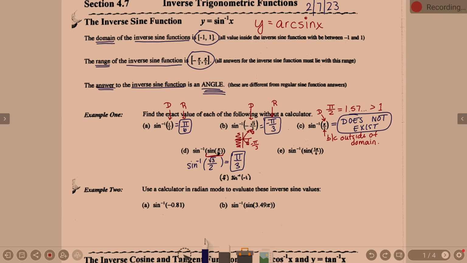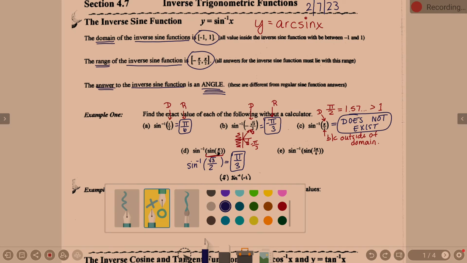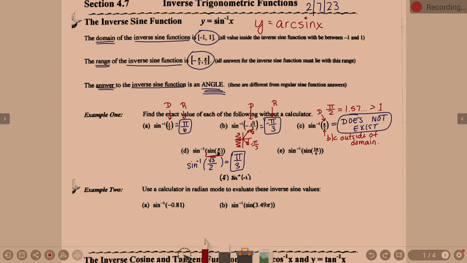So E, sine inverse of sine of 5 pi over 6. Check the domain. Now, when we talk about checking the domain of sine inverse, well, that means what do we need to find first? We've got to start on the inside again, and we've got to find sine of 5 pi over 6.